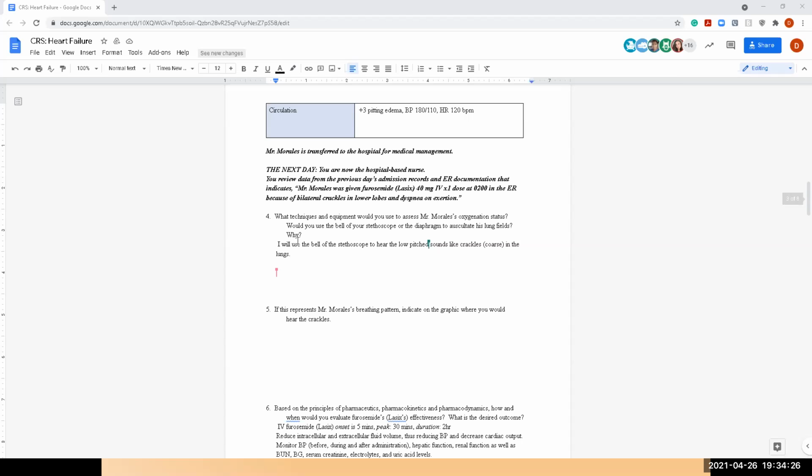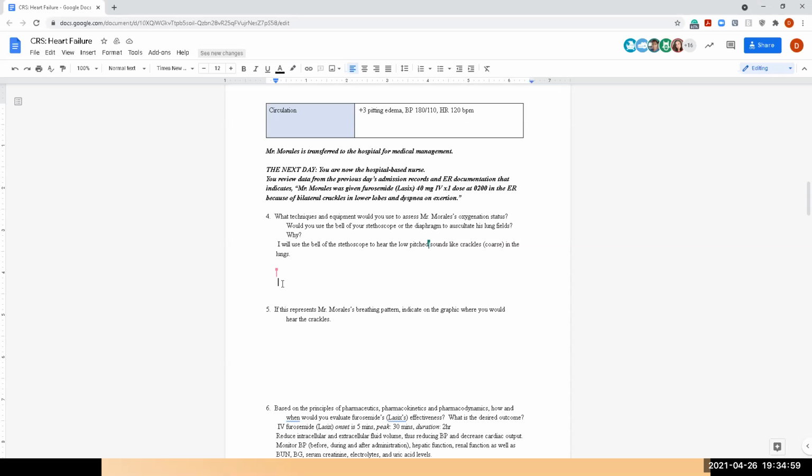So who wrote this? Armel, is that what you're saying? Yes, I did, because I was thinking to use the bell to hear for the crackles, but I didn't know the difference between fine crackles, which were related to heart failure, and coarse, which were related to pneumonia. Well, and you can have it changing too.